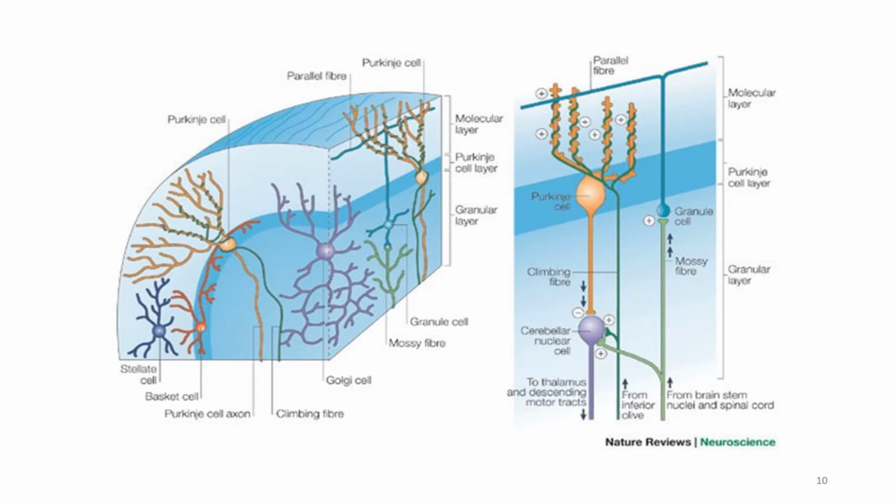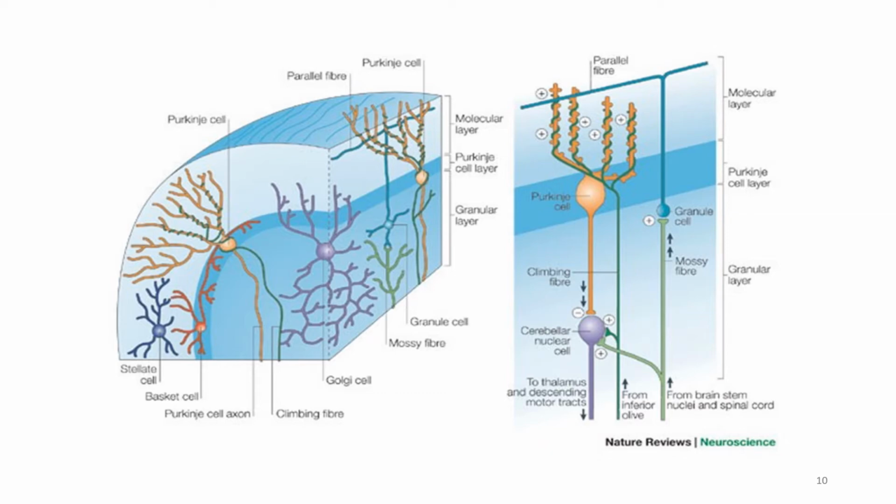The granular layer contains granule cells and Golgi cells. The Purkinje layer contains big Purkinje cells with their tree-like dendrites projecting towards the molecular layer. The molecular layer contains basket cells and stellate cells. Only granule cells of the granular layer release an excitatory neurotransmitter. Other cells are inhibitory in nature.